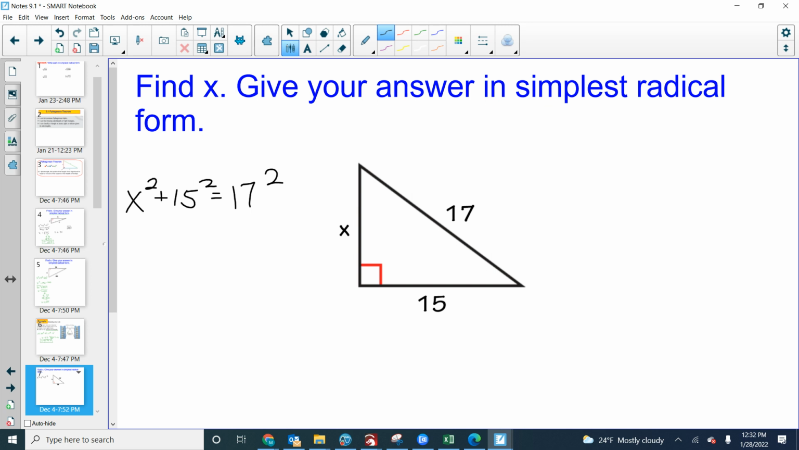Now, sometimes you're going to square the numbers and add them. Sometimes you're going to square the numbers and subtract them.